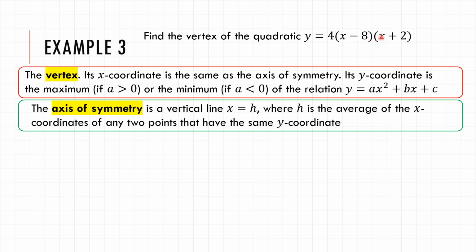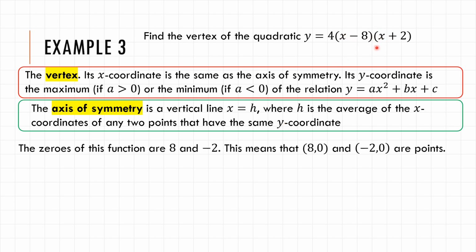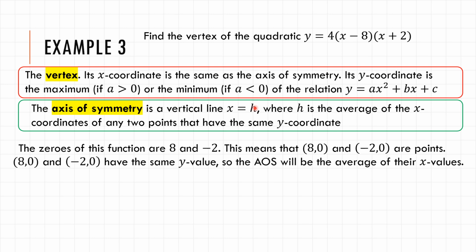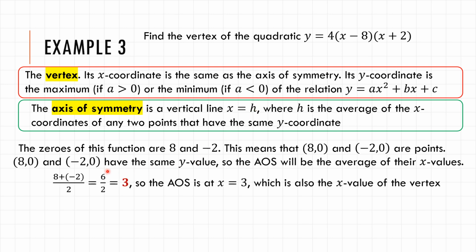So just looking at this equation, the zeros are clearly 8 and negative 2. And they have the same y-coordinate of 0. So I can take their x-coordinates and average them to find h. 8 plus negative 2 is 6, and 6 divided by 2 is 3. So the axis of symmetry is x equals 3. This number is also the x value of the vertex.